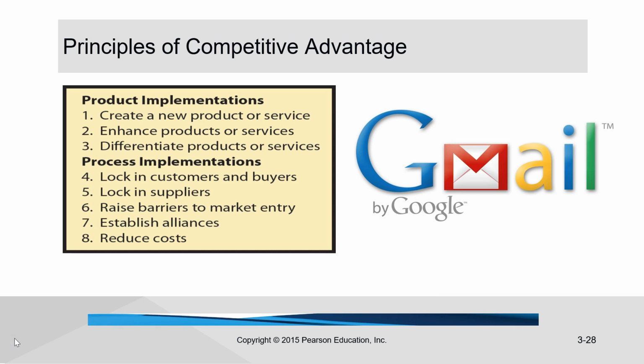The second is to enhance products or services. For example, you have Pledge and you add a lemon scent to create lemon-scented Pledge. Or you might have noticed enhancements to Facebook over time, another example of this principle of competitive advantage.